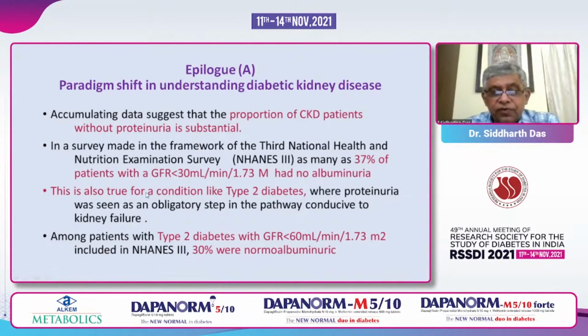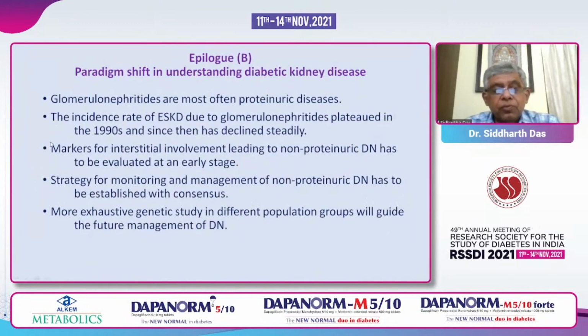It's also true for a condition like type 2 diabetes, where proteinuria was seen as an obligatory step in the pathway to kidney failure; this has to be revisited. Among patients with type 2 diabetes mellitus with GFR less than 60 milliliters, including the NHANES, 30% had normal albuminuria. So glomerulonephritides are most often proteinuric diseases. The incidence rate of end-stage kidney disease due to glomerulonephritis plateaued in the 1990s and since then has declined steadily.